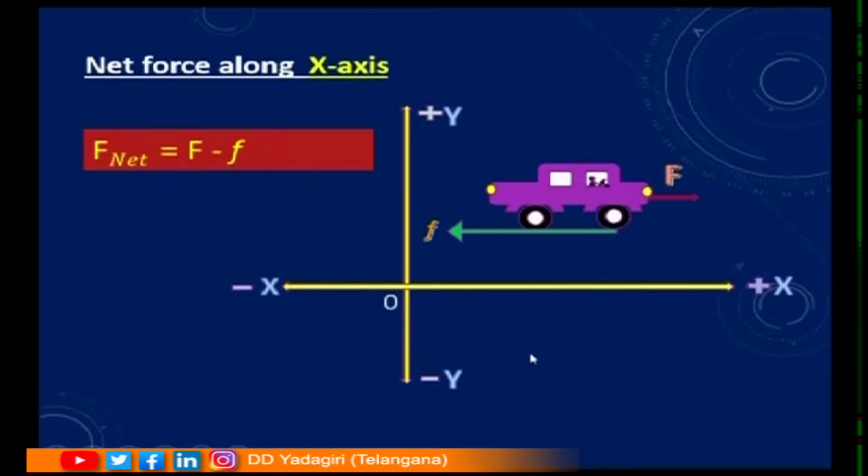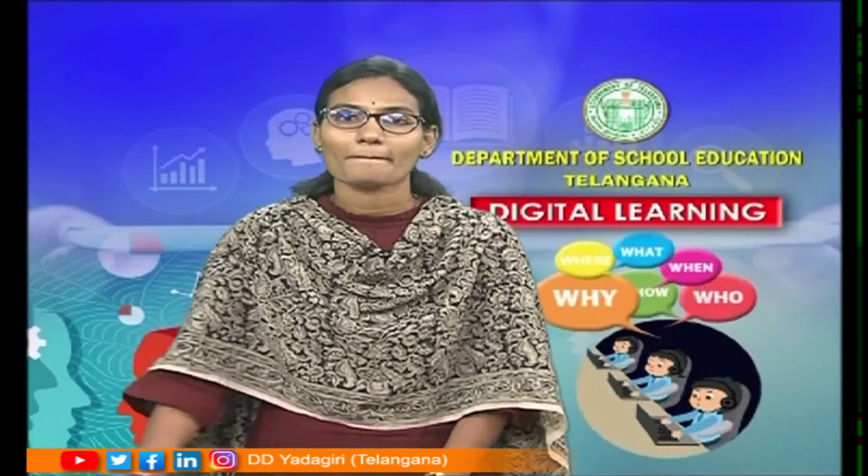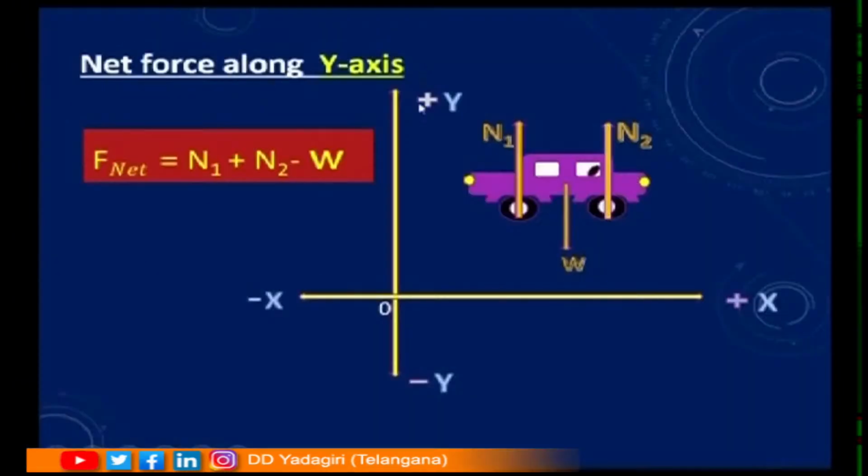Now let us calculate the net force acting along the y-axis. See here, normal forces N1 and N2 are acting along the positive y-axis. So that's why N1 and N2 both are taken as positive, and observe here, the gravitational force is acting in the downward direction, that is in the direction of the negative y-axis. So the net force on this object along the y-axis is N1 plus N2 minus W.